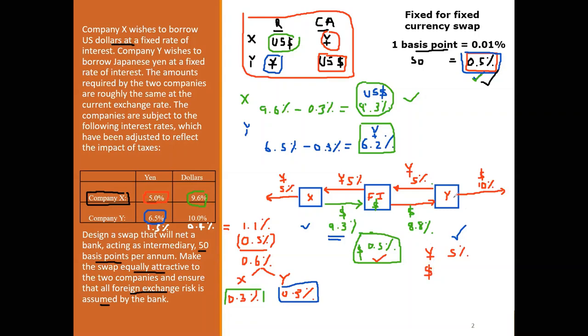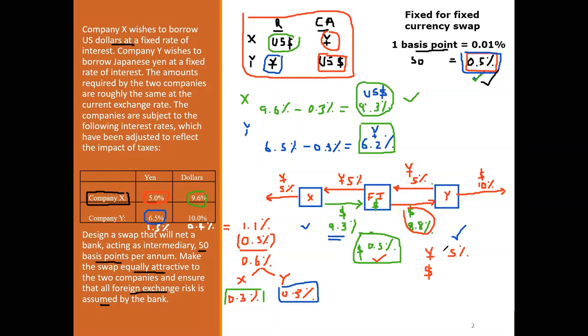Why? Y is paying 10% to outside parties on the dollar amount, but Y is receiving only 8.8% on the dollar amount. It is receiving only 8.8% while paying 10% to the outside party. So how much is the cost in dollars to Y? You're paying 10% to outside parties and receiving 8.8% from the financial intermediary.